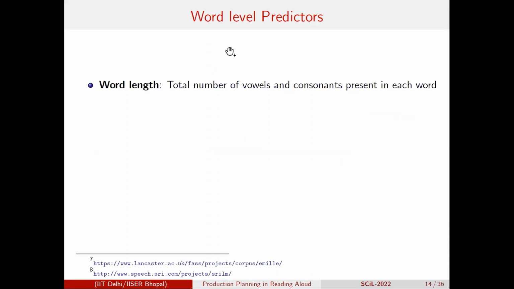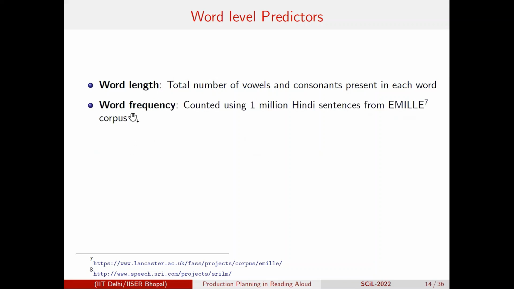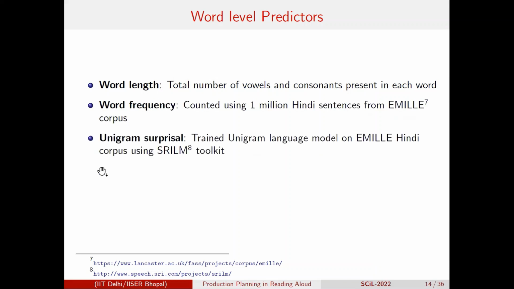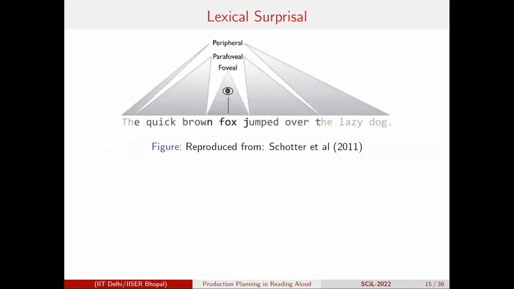The first predictor is word length, which we compute as the total number of vowels and consonants present in each word. We estimate the word frequency. We also estimate the unigram surprisal, and these low-level predictors are well known to account for the comprehension difficulty. And we also estimate lexical surprisal.